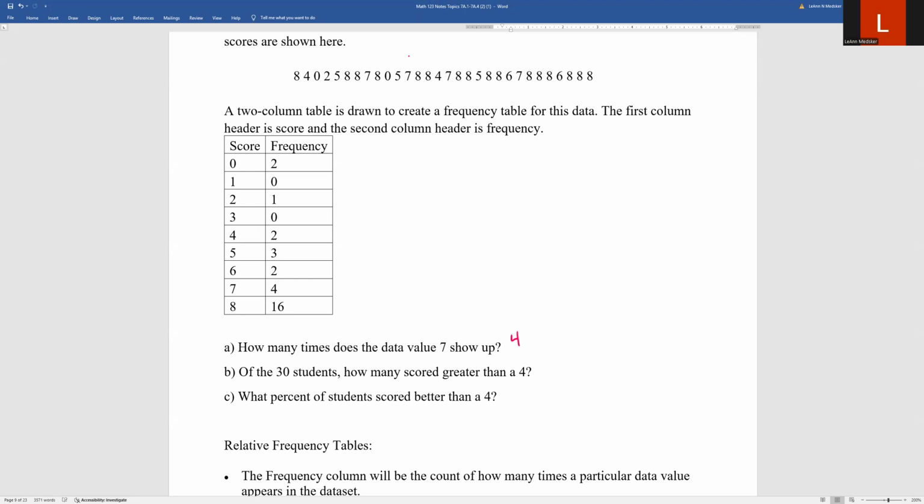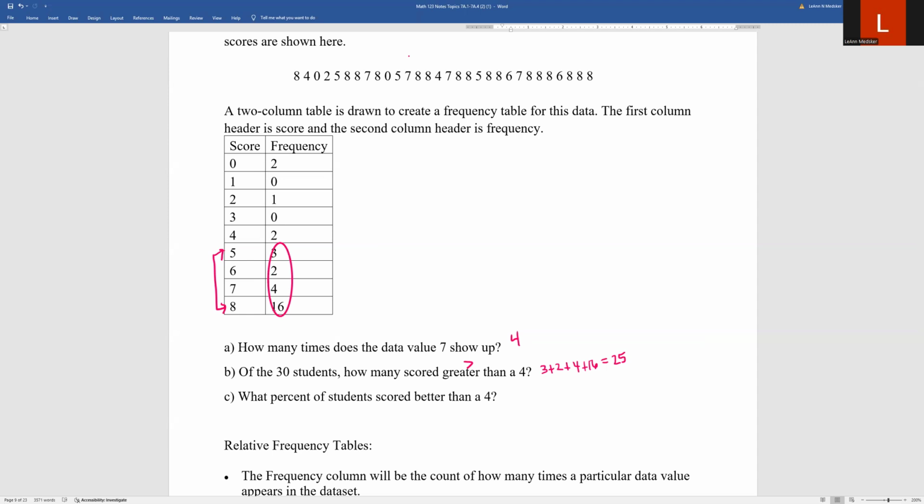So 4 times, okay? Of the 30 students, how many scored greater than a 4? That's not a 4, that's just greater. So that would be students who scored a 5, 6, 7, or 8. Now, those are the scores. We want to know how many students did that. So we have to add together 3 plus 2 plus 4 plus 16, and that looks like it's going to be 25 students, okay?